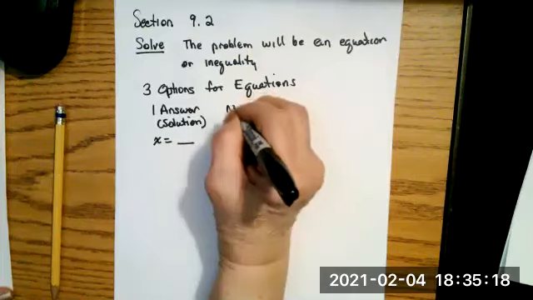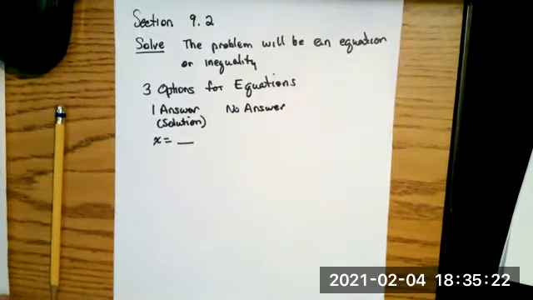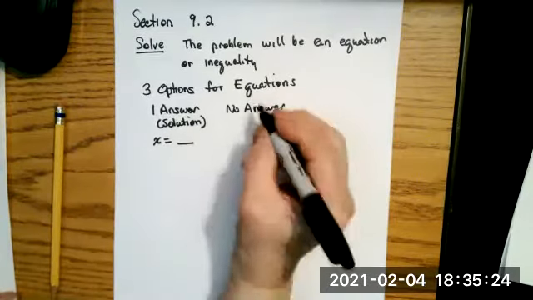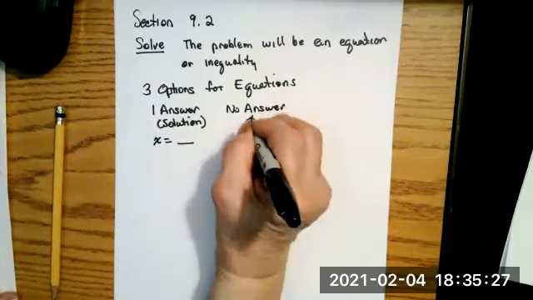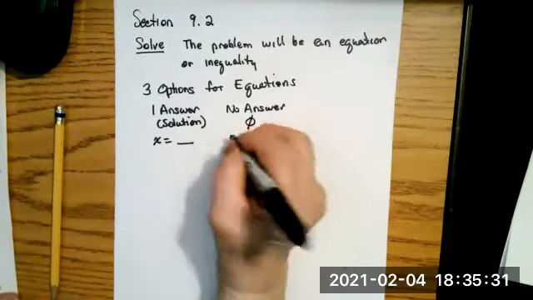Sometimes you get a problem that has no answer. And it's not a mistake. There just is no answer. And there's a symbol for no answer. It's a little circle with a line slashed through it. That means empty set.